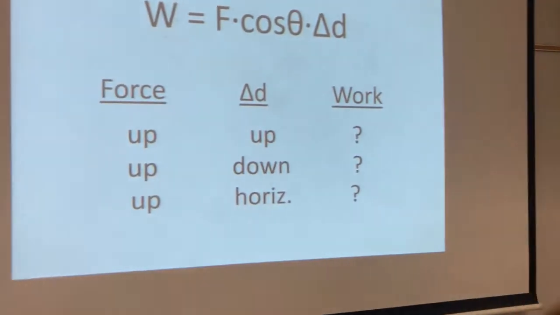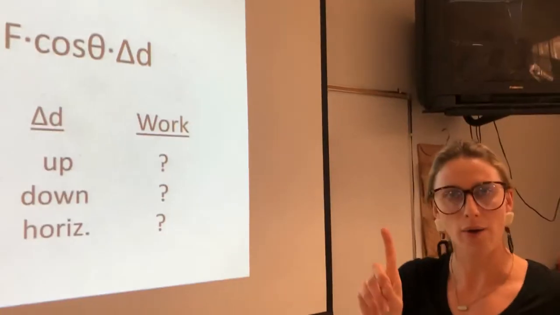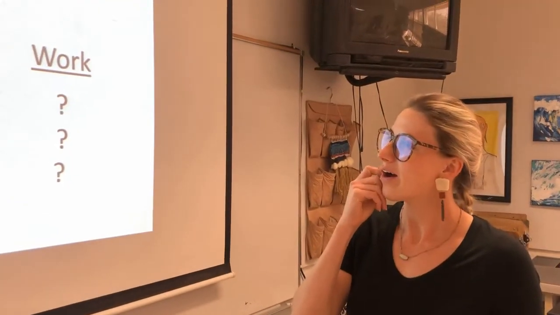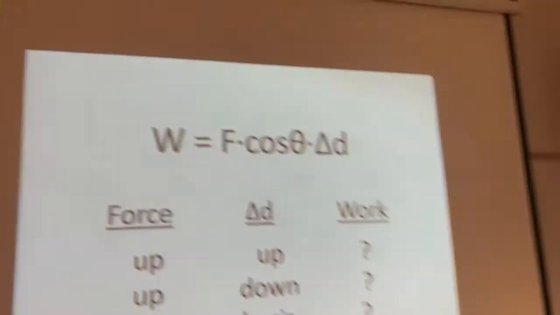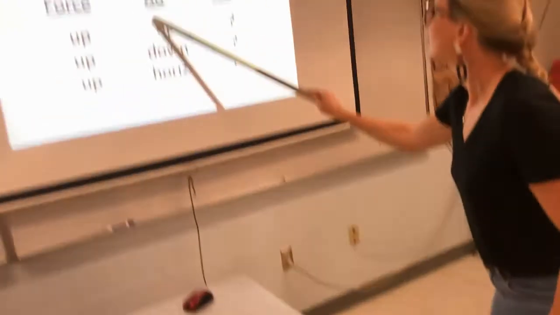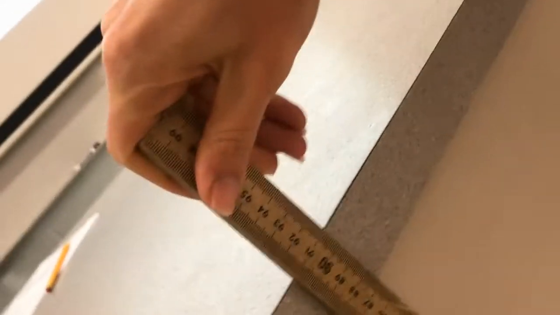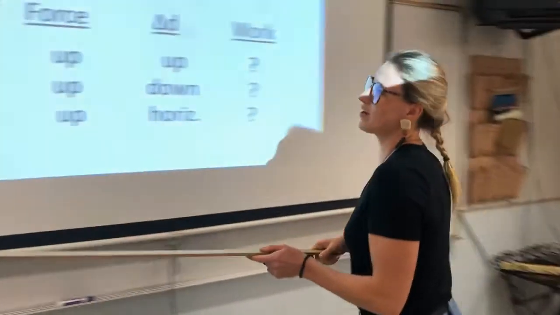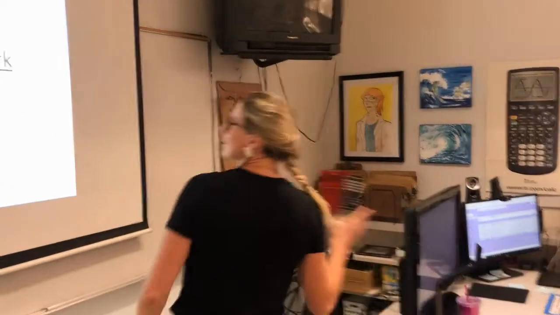Okay, so nothing there. Could we calculate the work as I go up? Well, you'd need to know how much you weigh first, the work you're doing against gravity. And then what else do we need to know? The displacement. If we measure this, it's 0.91 meters. And what if I told you my weight was 680 newtons?